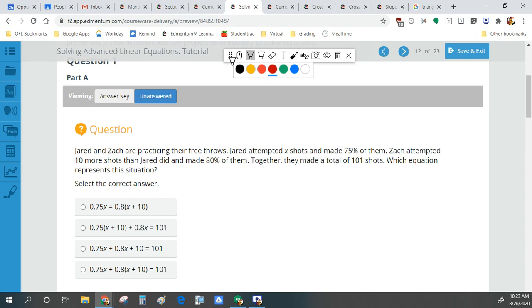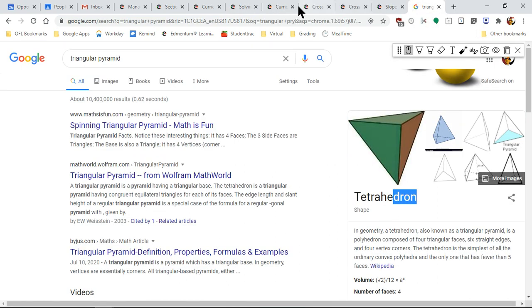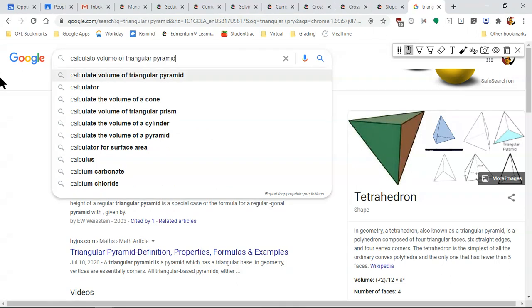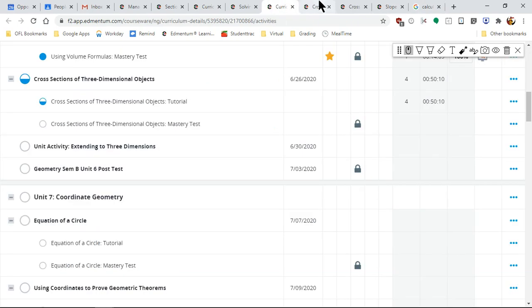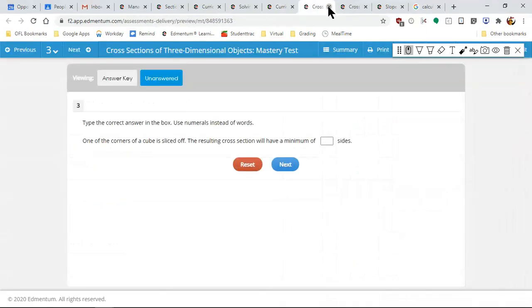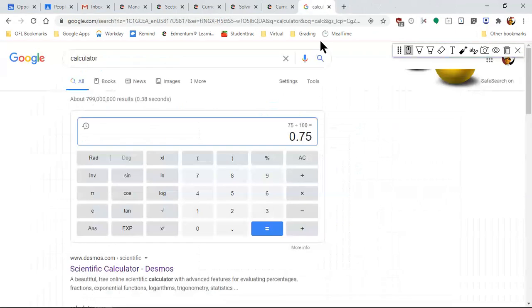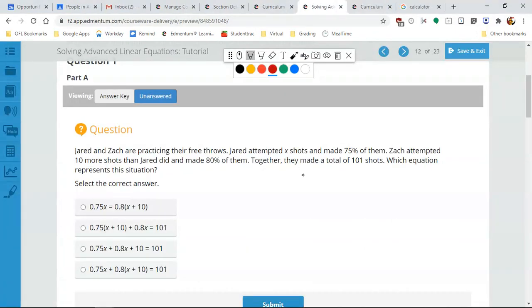And to prove that all of these are the same, let me grab my Google calculator real quick. 75 divided by 100 is 0.75. So if we're talking about 75% of X shots, we're talking about 0.75 times X.